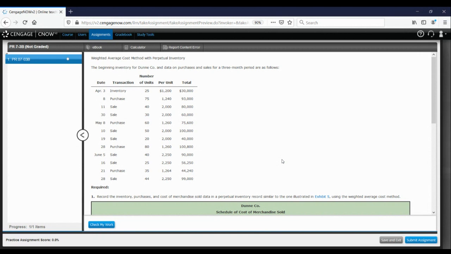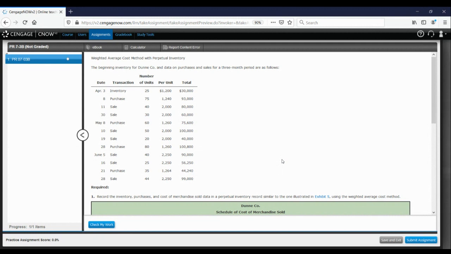What we have been doing for the past couple of sessions is we have learned about the FIFO method, the first in, first out method, to calculate ending inventory cost. And we have also learned about the LIFO method, last in, first out, to calculate the ending inventory cost. Well, today we're going to look at our third method, which is the weighted average cost method.